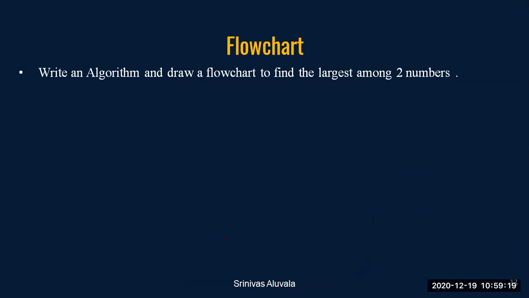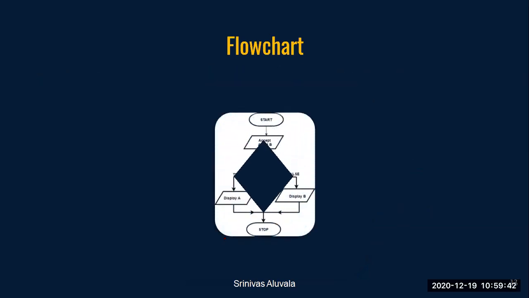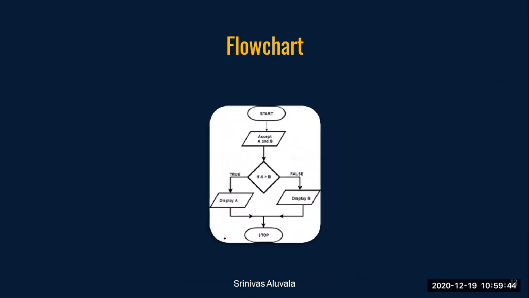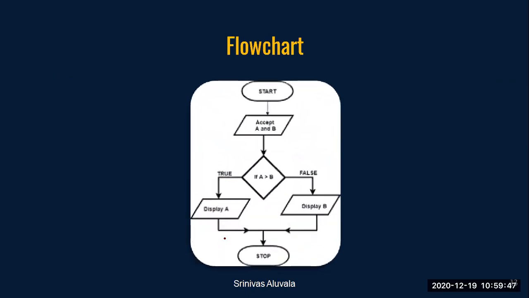So let's write an algorithm and draw a flowchart to find the greatest among two numbers. Here comes a point where my algorithm is not going to flow in sequence. My algorithm is going to flow with some condition. My flowchart moves with some condition. So that's where I'm going to show you the flowchart. Look at the flowchart. Start. My flowchart starts with an algorithm step start, and then I read two values A and B.